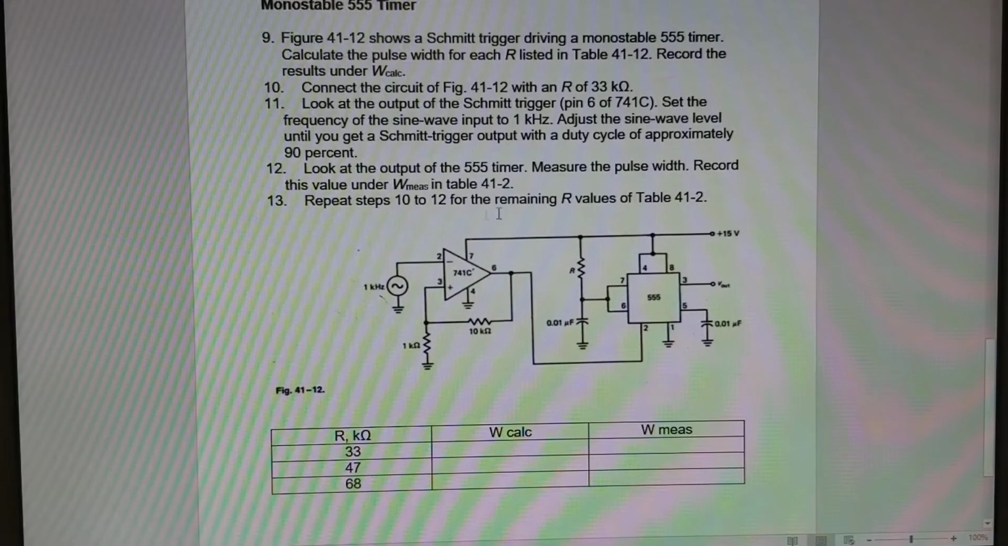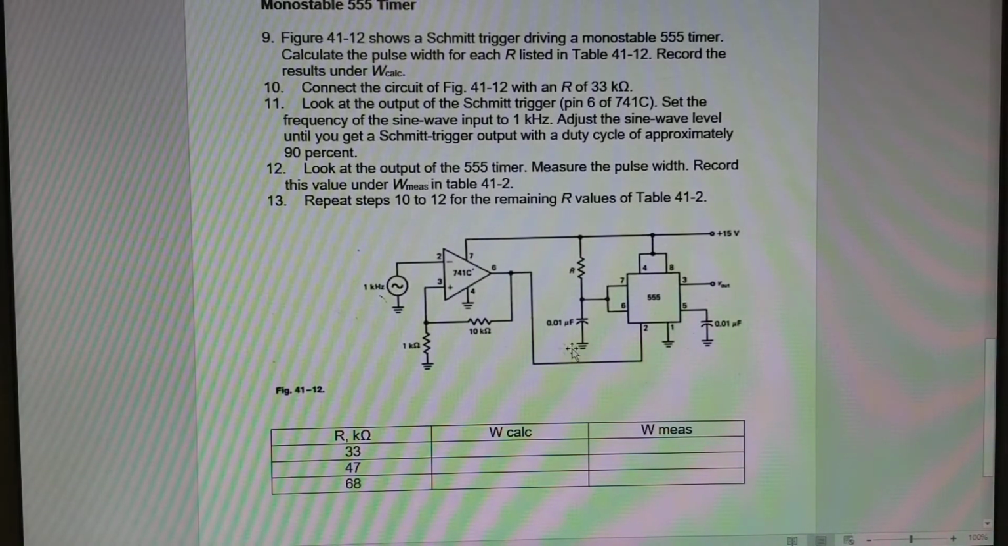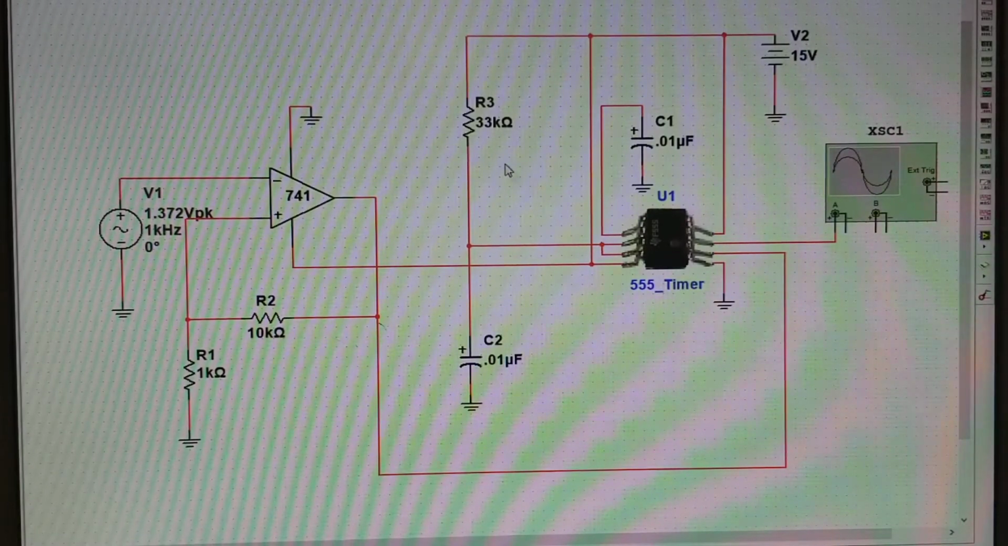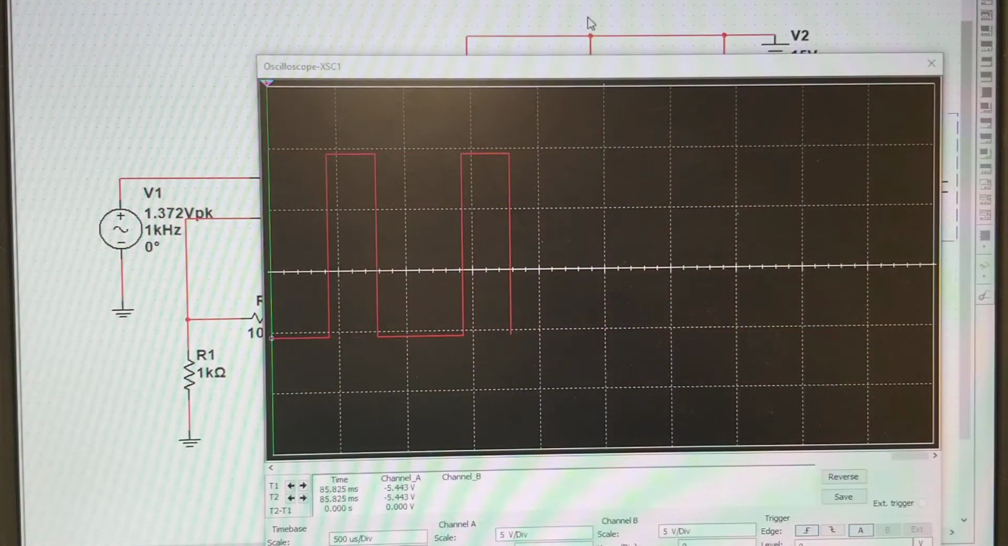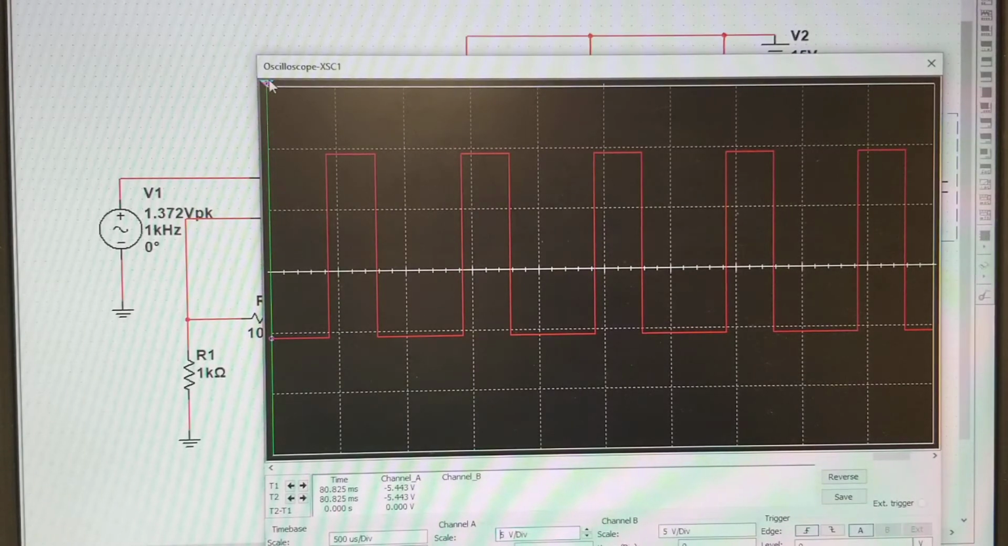So I've gone ahead and built this circuit in Multisim. So you can see right now we have our 33 kilo ohm resistor in. So we'll start up the simulation and see what the oscilloscope tells us. So pausing, scoot it back a little. And we're going to measure our pulse width.